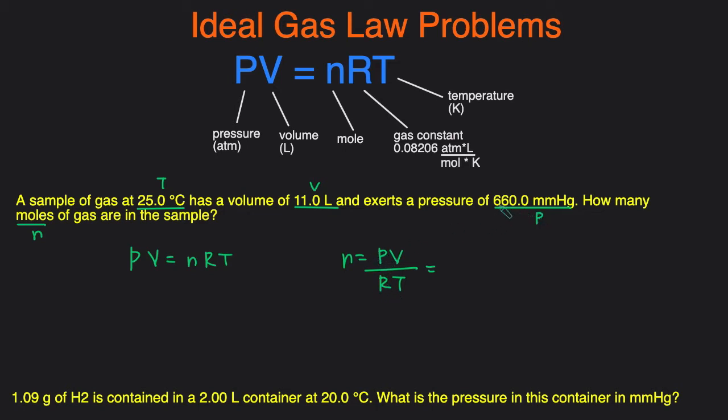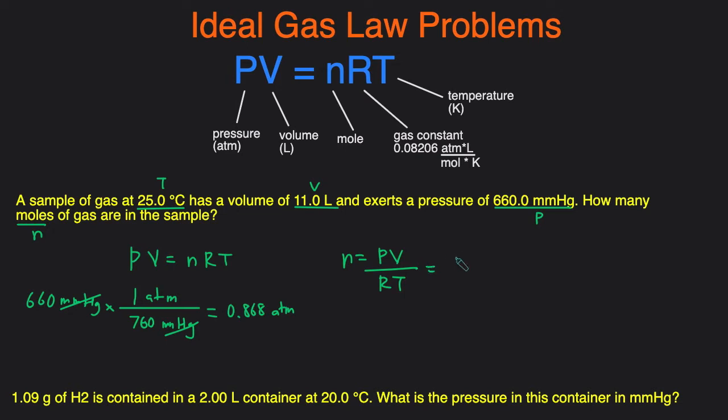Our pressure is 660 millimeters of mercury, but it has to be in atm. So the very first step is to convert that from millimeters of mercury to atm. So we'll take 660 millimeters of mercury, and multiply by the conversion factor that in every 1 atm there's 760 millimeters of mercury, so that way the millimeters of mercury cancels out. So 660 divided by 760 gives us 0.868 atm. If you're having trouble with pressure conversions, I'll link a video in the description where I go over how to convert between all the different units of pressure.